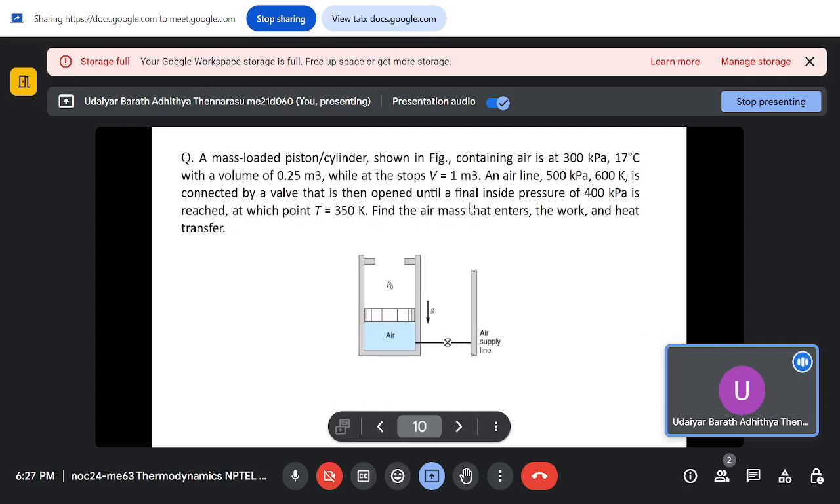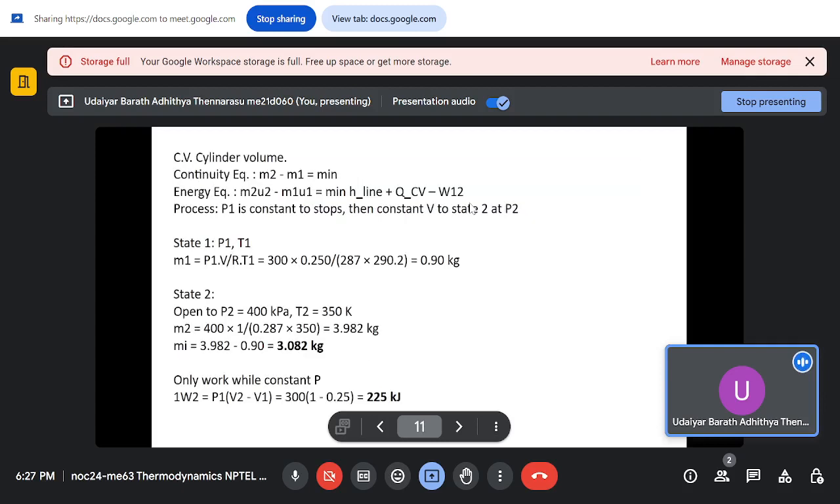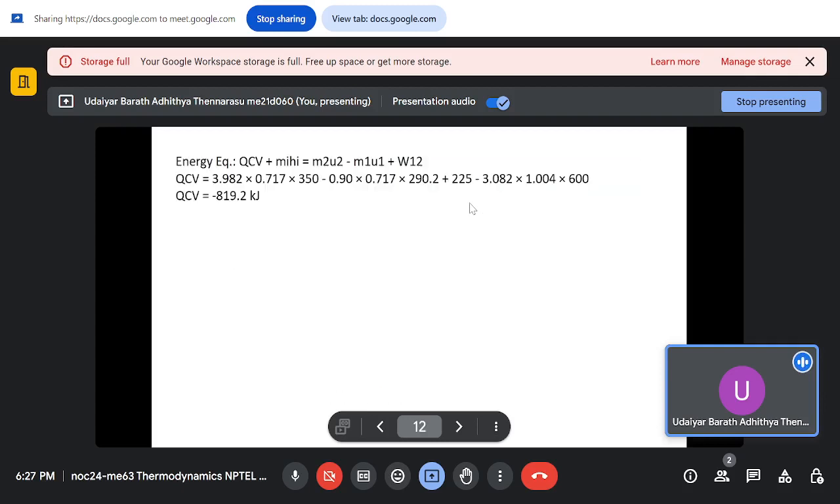Then it's a constant volume process, so your work done will be 0 after that. So from there your internal energy starts increasing. So when you do an energy balance, you can find out heat transfer. You know the work transfer between the states, you know the enthalpy which is coming in, your mass which is coming in, you know the internal energies.